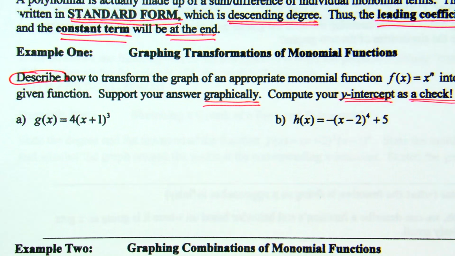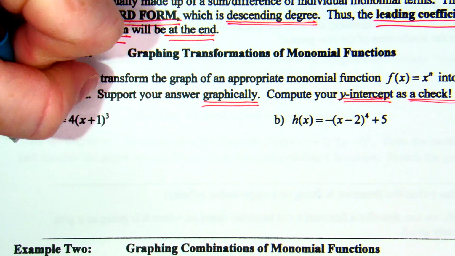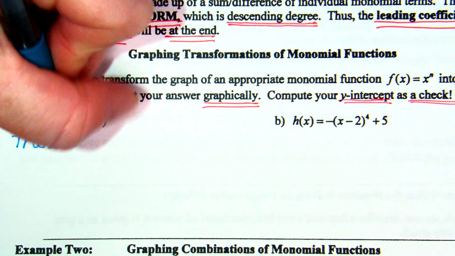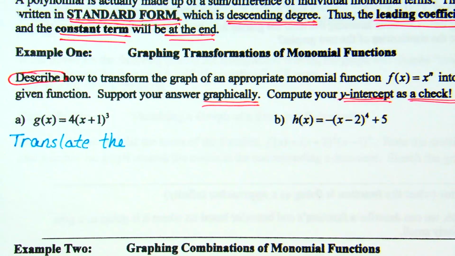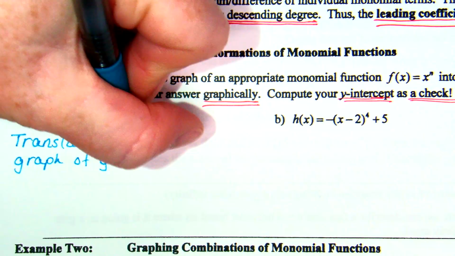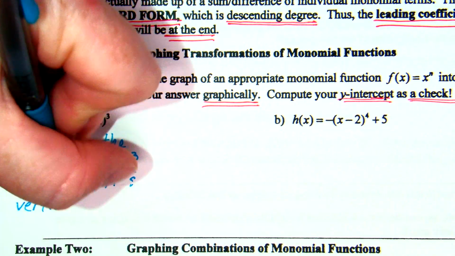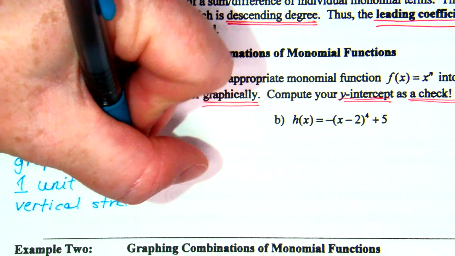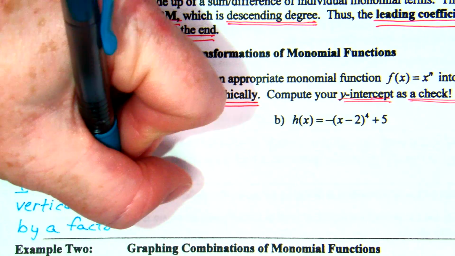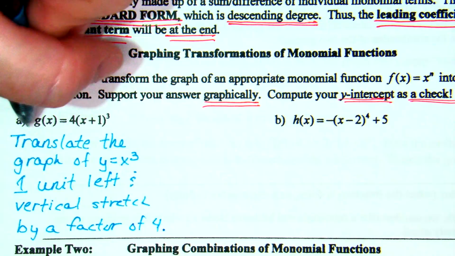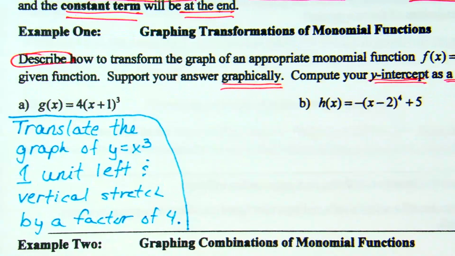Okay, so let's put that all in words. Notice the first question I asked you was what was that base graph? So what graph are we doing all this to? I'm going to start with translate. I'm trying to keep this on the left so I can leave room for a graph over there. So translate the graph of y equals x to the third, 1 unit left, and vertical stretch by a factor of 4. So that is our describe portion. Get your description written down.